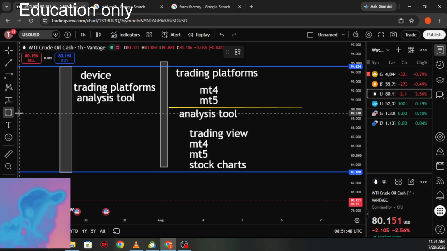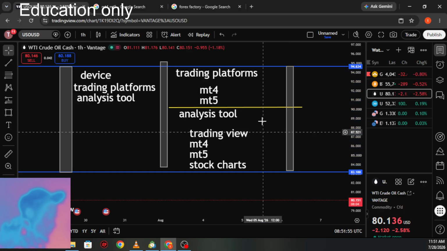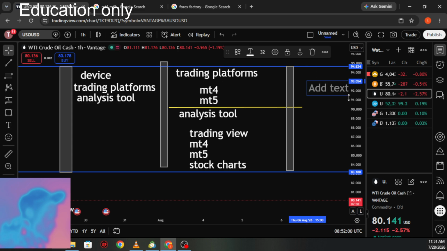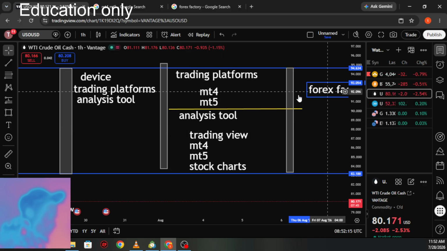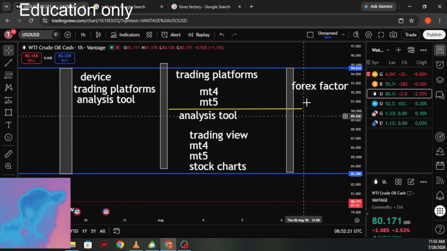So we have a final thing I would like to show you. This is an addition to the analysis tools. I call it Forex Factory. Okay, so these are additions. Forex Factory. Okay, how do you use this one? This one you use to read the news.